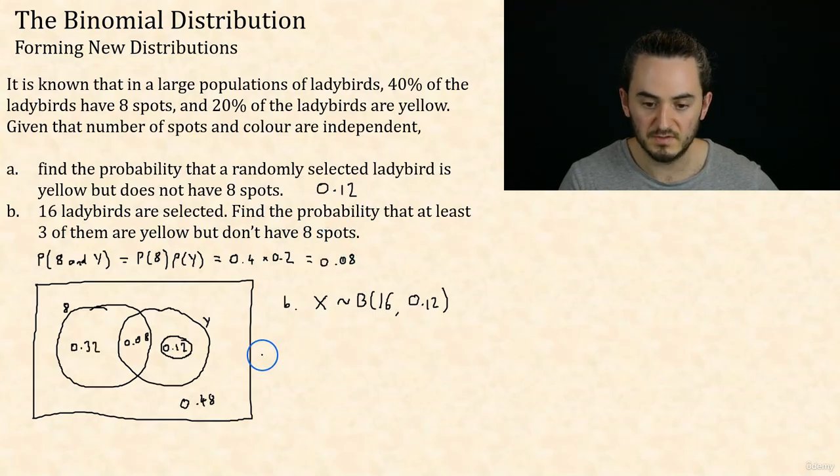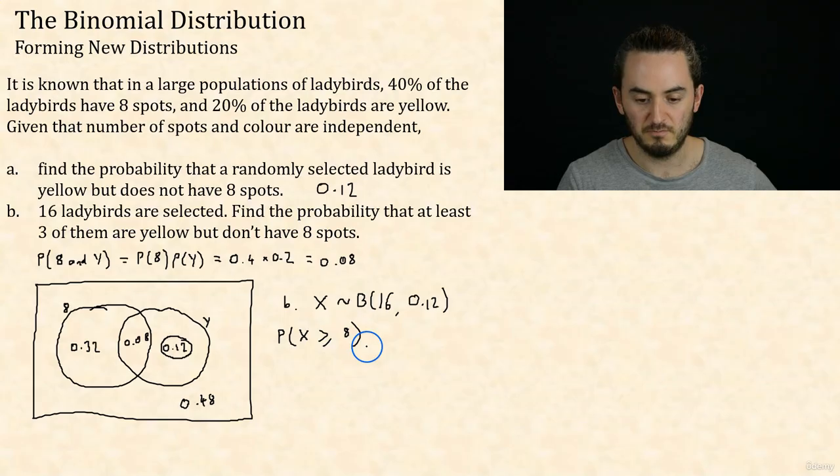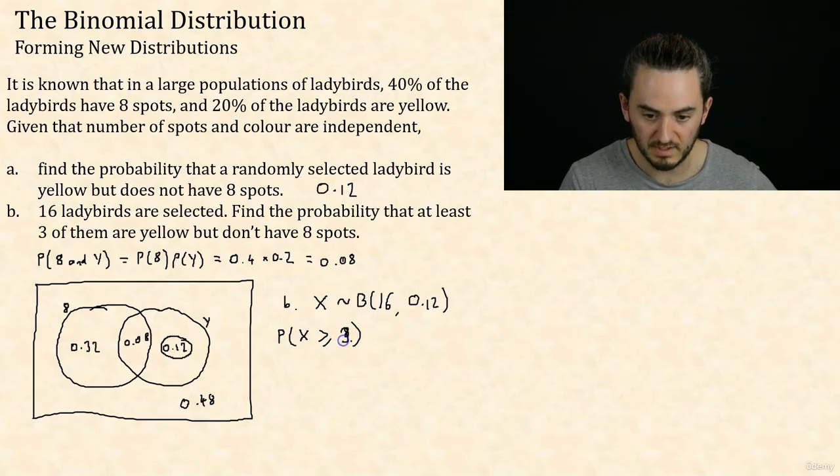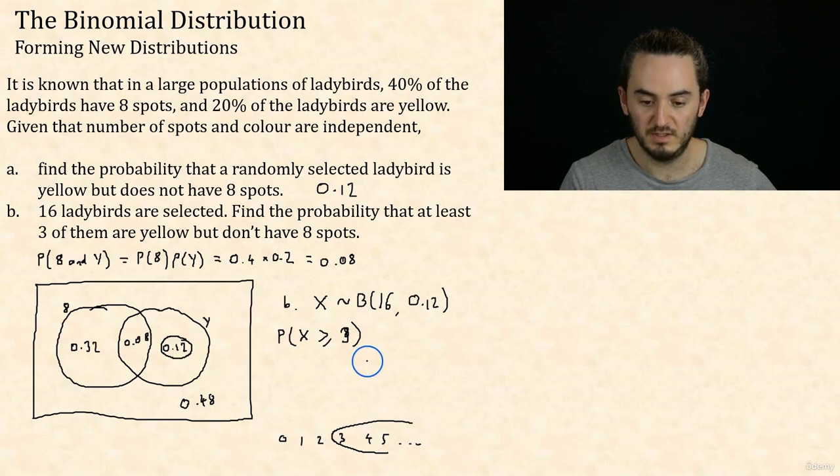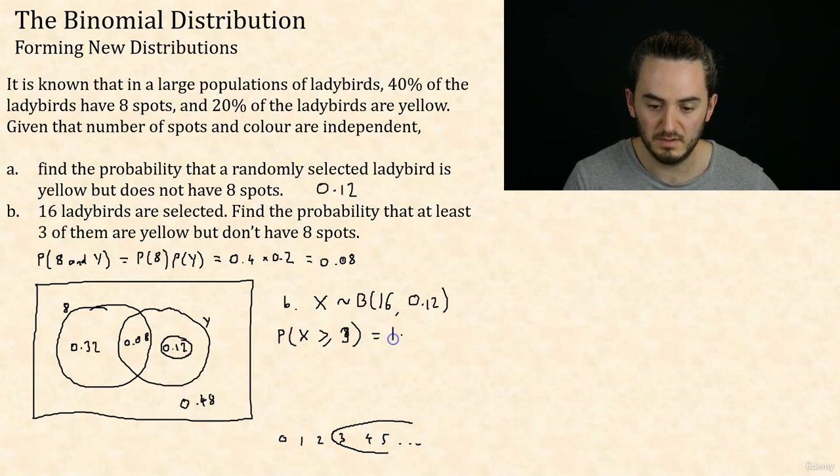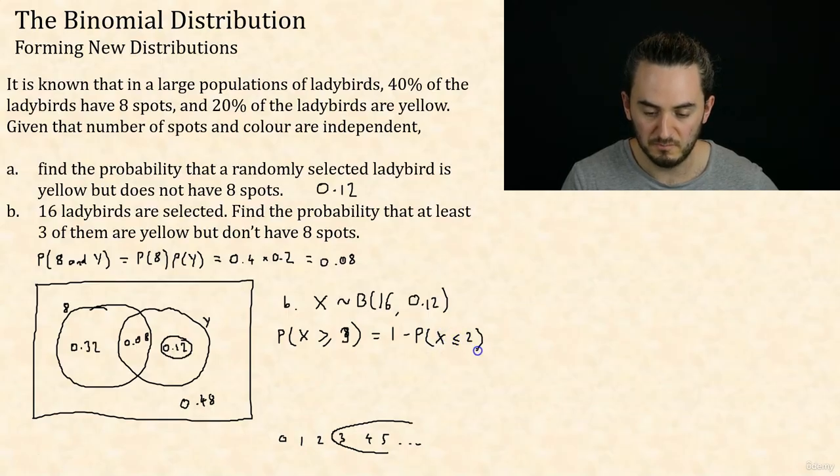And now the question is, find the probability that at least 3 of them meet this condition. So it's useful to write out a little list of numbers. At least 3 means 3 or more. So what isn't it? Well, it's not less than or equal to 2. So that's 1 minus the probability of X being less than or equal to 2.